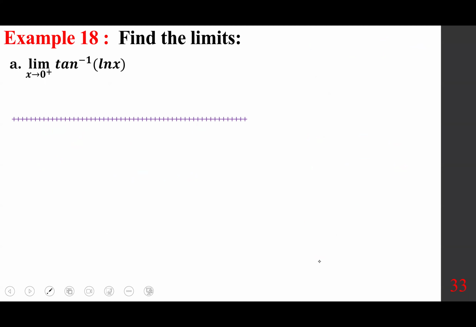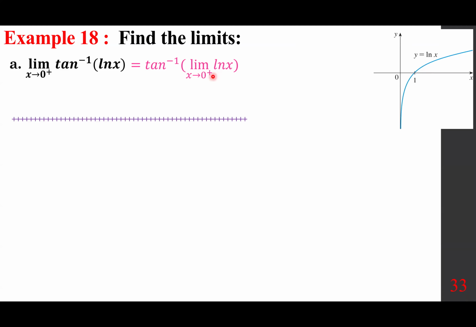Find the limit of tan inverse of ln x as x approaches 0 from the right. So you can actually plug in the following manner. Interchange tan inverse and natural log. So what is the limit of ln x as x approaches 0 from the right? I hope you remember, from the graph, the limit of ln x as x approaches 0 from the right is negative infinity. I hope you remember that. So this is negative infinity.